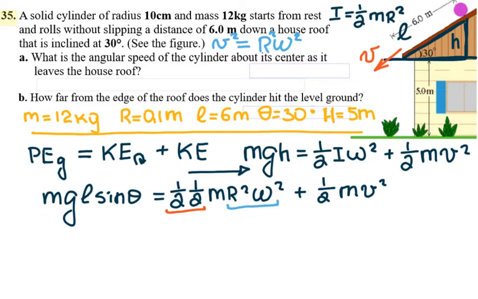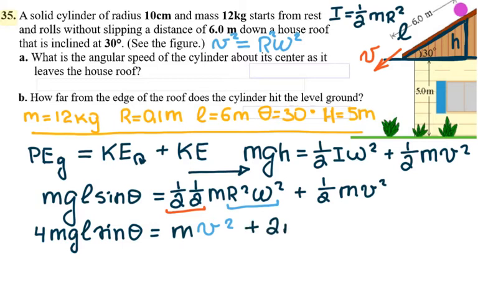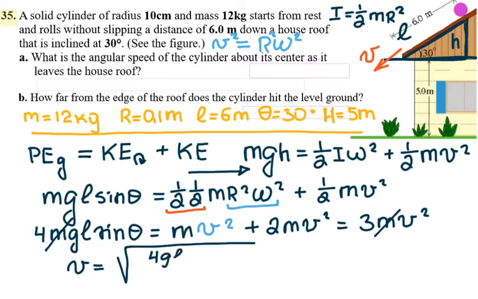So now I'm going to multiply by 4. 4 mg L sine theta equals, multiplying this by 4, 1/4 goes away, and I have m, and instead of r squared omega squared, I have v squared. And then multiplying the next term by 4 gives me 2 mv squared. So I actually have 3 mv squared if I collect like terms. Both sides have the mass, so I'm going to cancel the mass from both sides. And the velocity at the end is equal to the square root of 4gL sine theta divided by 3.